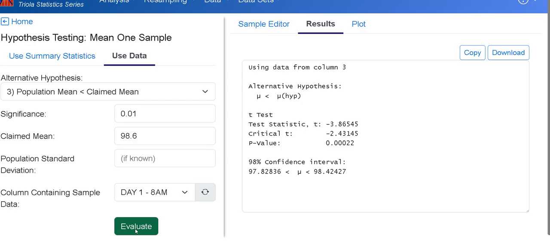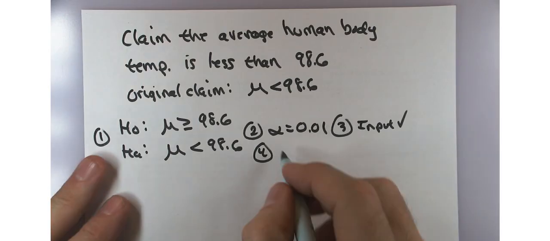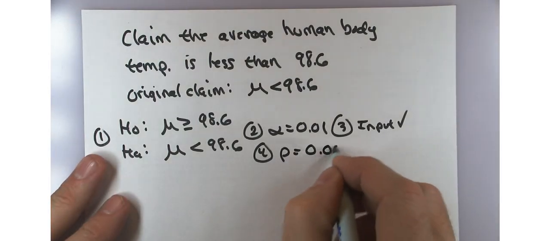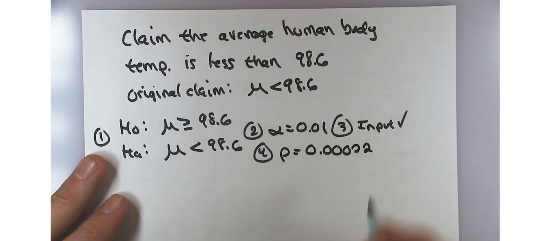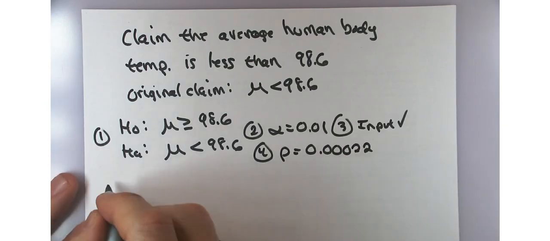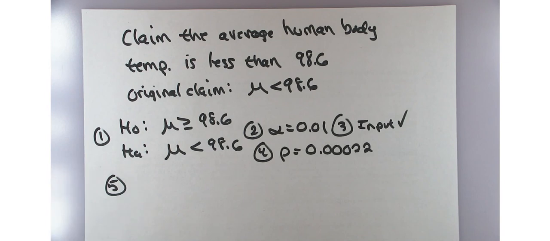Step 4. What do I need here from step 4? P-value. Colin, what's the p-value? Yeah. So our p-value is 0.00022. And in step 5, we got to decide if we're going to get rid of the null hypothesis or not. So we're going to decide if we're going to reject or fail to reject.